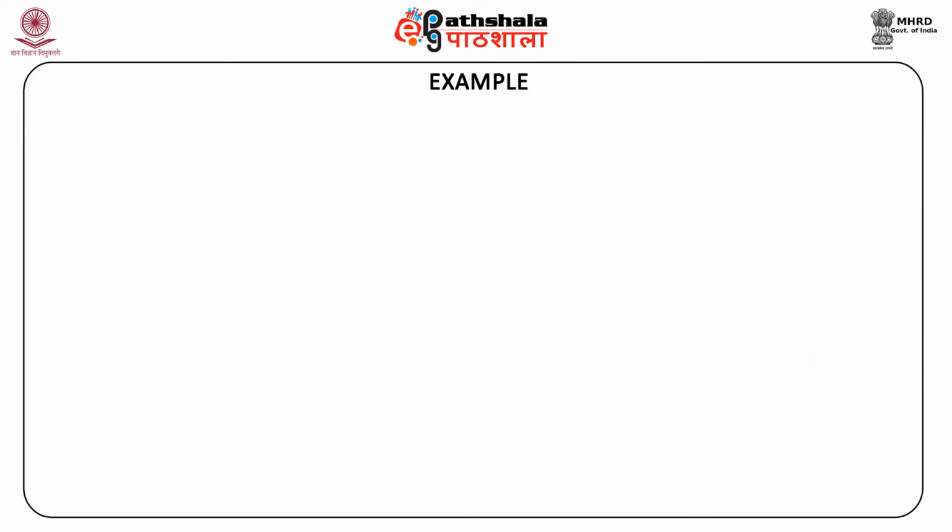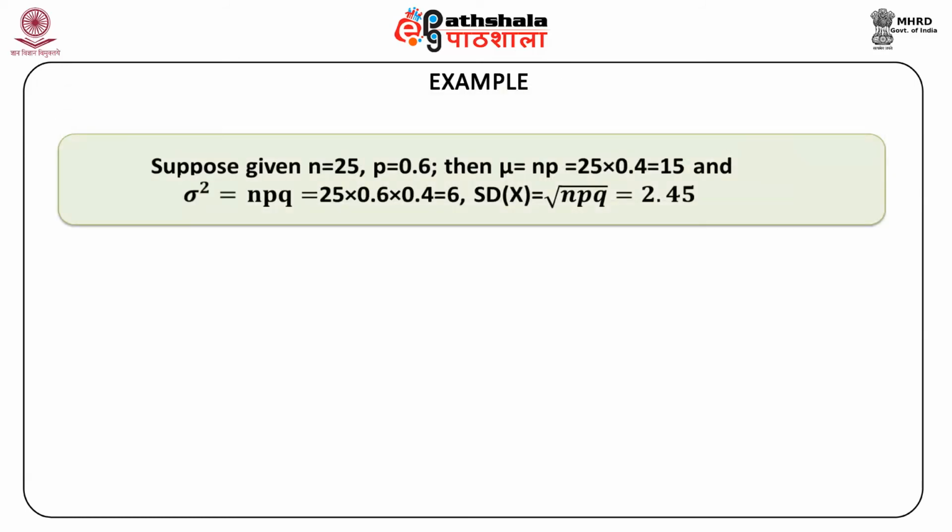For example, suppose given n is equal to 25, p is equal to 0.6, and q is 0.4. Then mu is equal to np, which is equal to 25 into 0.6, which is equal to 15, and sigma squared is equal to npq, which is equal to 25 into 0.6 into 0.4, which is equal to 6, and the standard deviation of x is equal to the square root of npq, which is equal to 2.45.